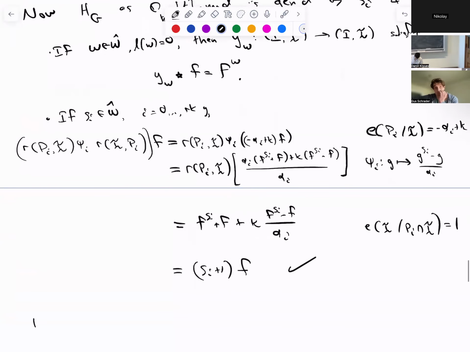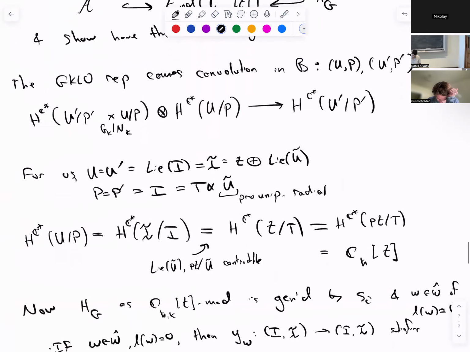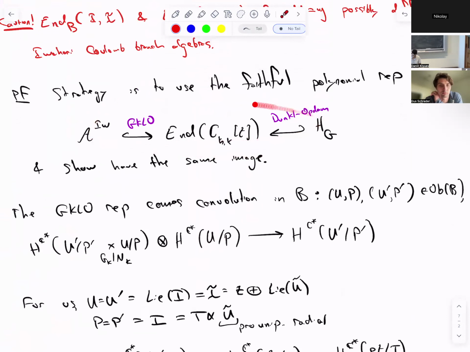Thus, the conclusion: we found that HG embeds into this Iwahori Coulomb branch algebra. So it's a graded algebra morphism. Here we're using that both actions are faithful. And all elements of HG act the same way that their images under A act. So we obtain an embedding from HG into A IW.